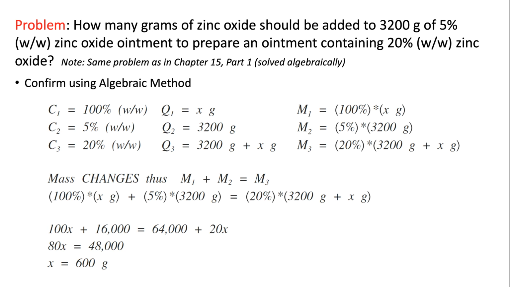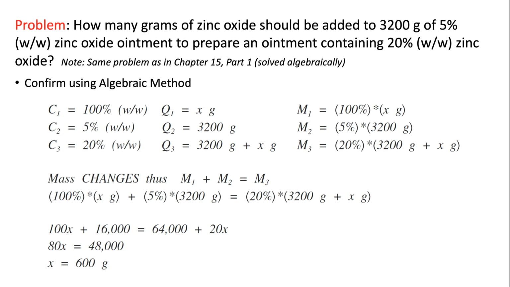What we would do is our first mass would be set up as the pure zinc oxide powder that we're using. Its concentration was 100% times its quantity, which we said is unknown, so we're setting that equal to X grams. To that, we are adding the mass of the 5% ointment, which had a concentration of 5%, times its weight, which we knew to be 3,200 grams. So the mass 2 essentially is the 5% times the 3,200 grams.